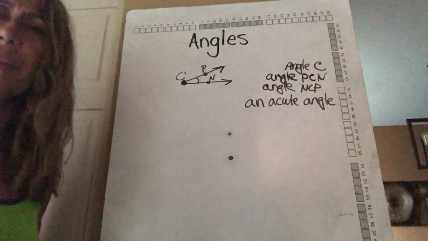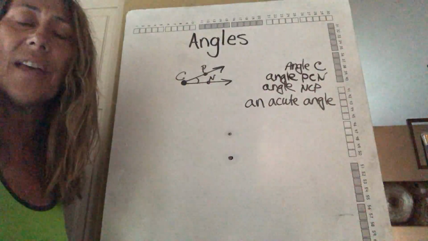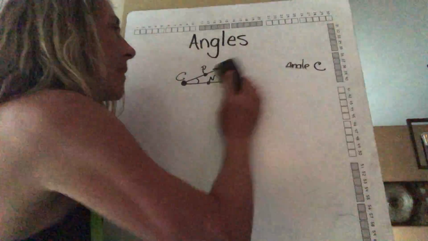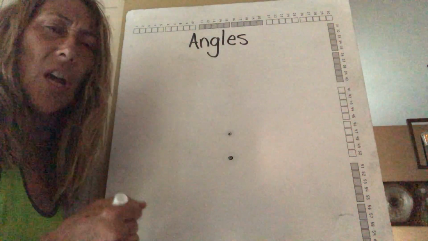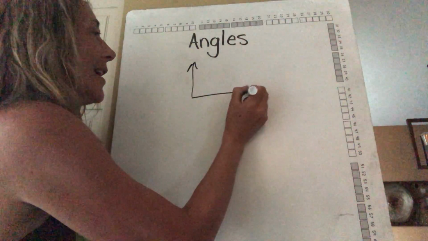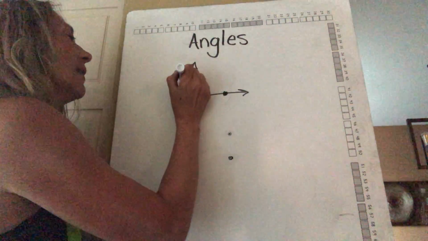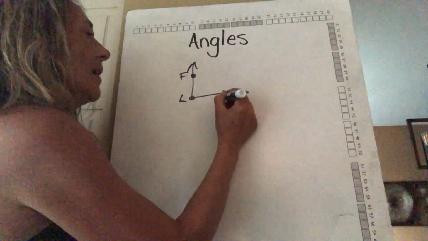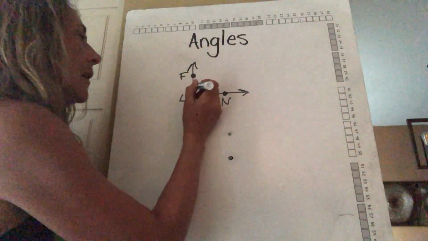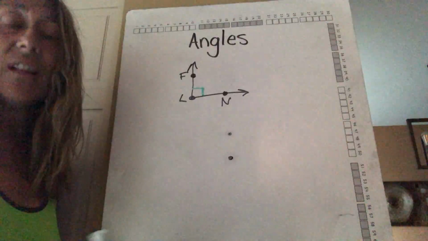So this can be named 4 different ways. So that's our small angle that is less than 90. Then I'm going to go to that corner of my paper, the corner of the book, those perpendicular lines almost. And I'm going to give these F, L, N. And just to show you, this little box tells me it's a 90-degree angle, a right angle.